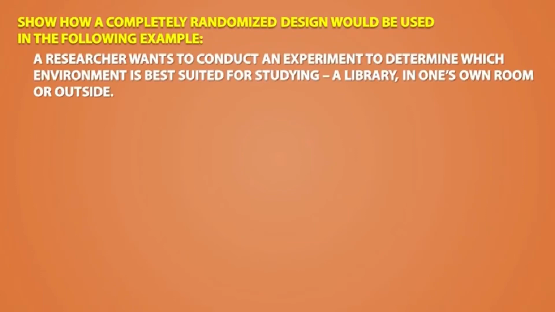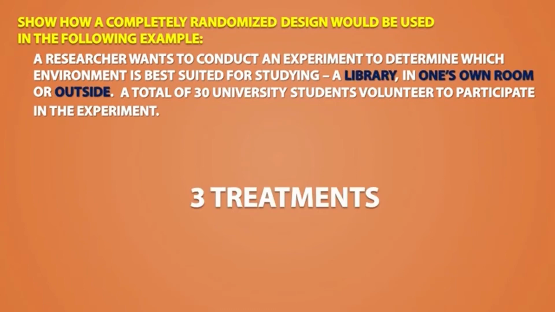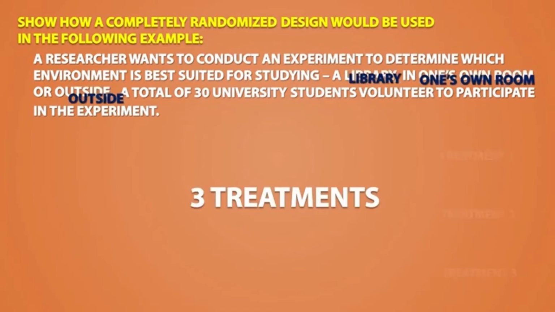A researcher wants to conduct an experiment to determine which environment is best suited for studying: a library, in one's own room, or outside. A total of 30 university students volunteer to participate in the experiment. So we have 3 treatments: the library, in one's own room, and outside.